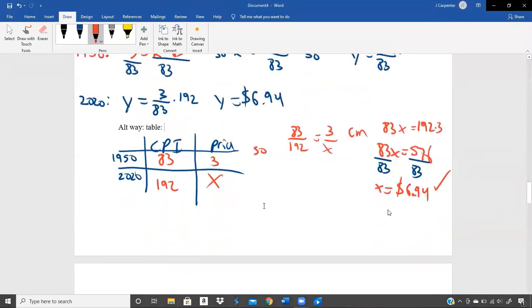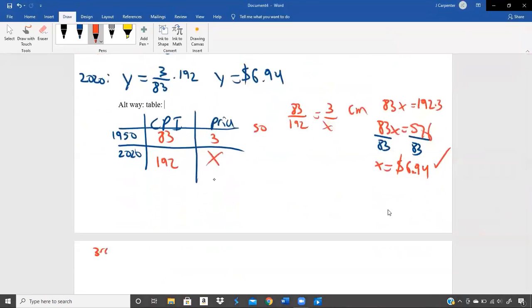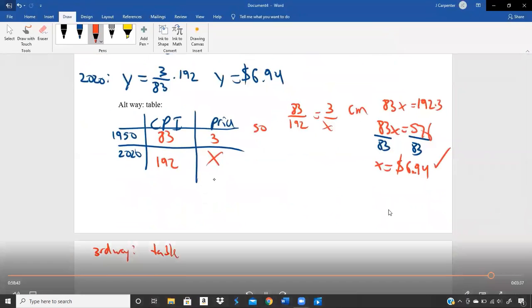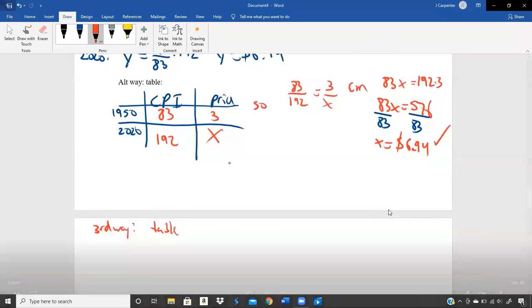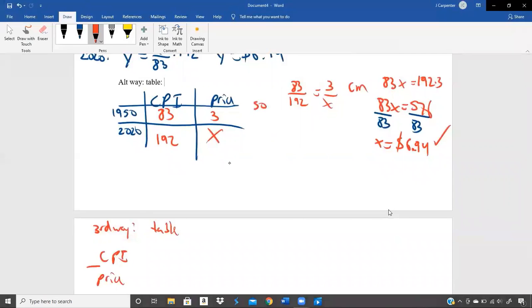Checkity check this out. I'm going to do this a third way. I'm going to do it with another table. Some people say, well, why did you choose to do the CPI this way and the price this way? Why didn't you make those the horizontal? Okay, let's do it that way. So let's do CPI and price. I can flip-flop the order of those, it doesn't matter. And now I'm doing the years as 1950 and 2020. Those are the verticals. Well, the CPI for 1950 was the 83. The price in 1950 was the 3. This CPI was 192. This is our X.